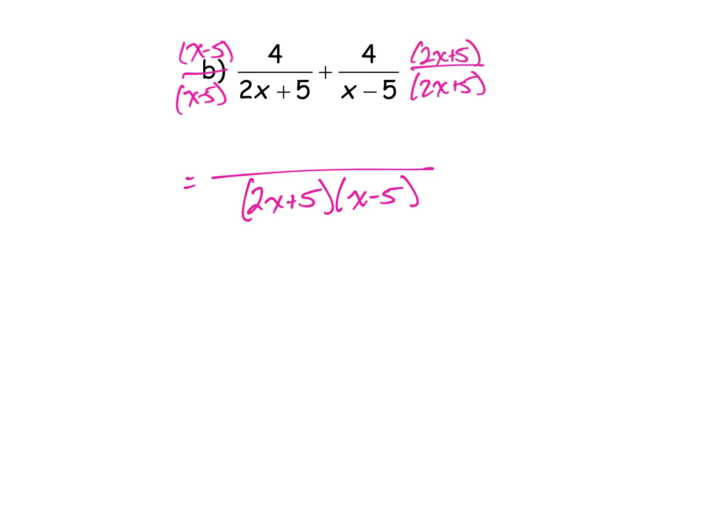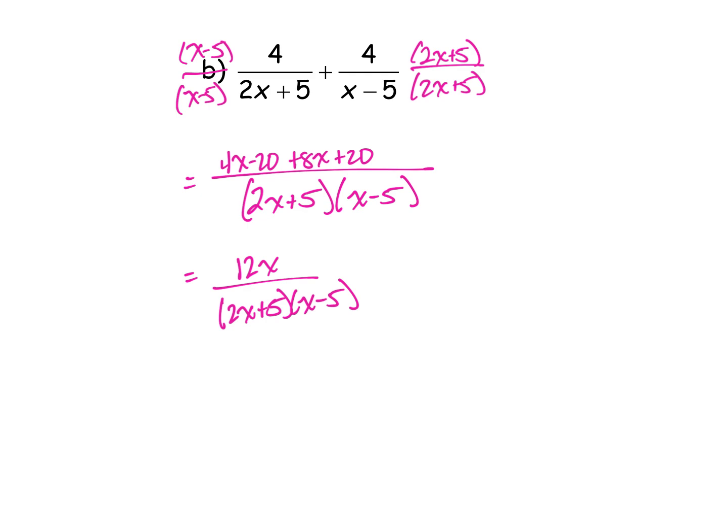And then I distribute and I get, let's see, what is that? 4x minus 20 plus 8x plus 20. Yeah, that's right. So that's going to equal 12x over 2x plus 5 times x minus 5. Done. Okay, questions?